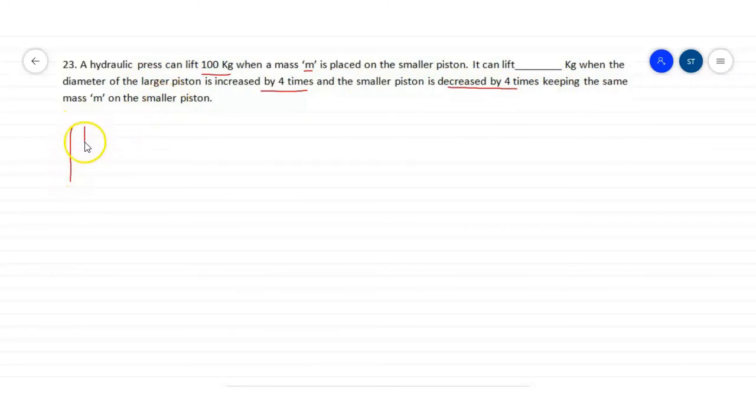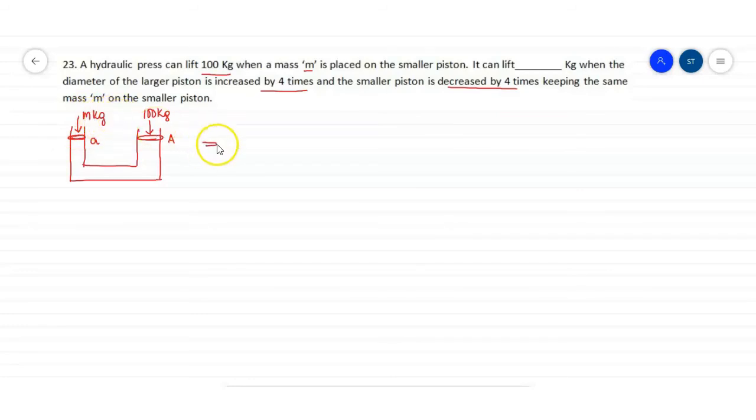Let us see the initial case here. This is our hydraulic press with a smaller region and larger region, small piston and large piston. Let us assume the initial area of this small piston is small a and this large piston is capital A. Here we have kept a mass of 100 kilograms and here we have kept a mass of m kilograms.